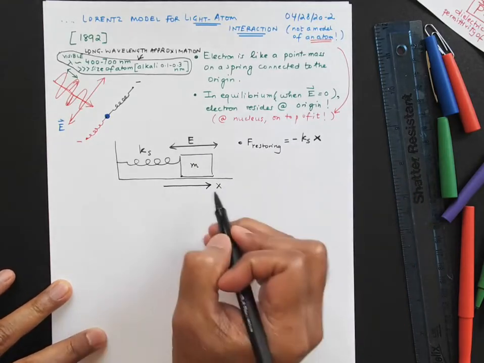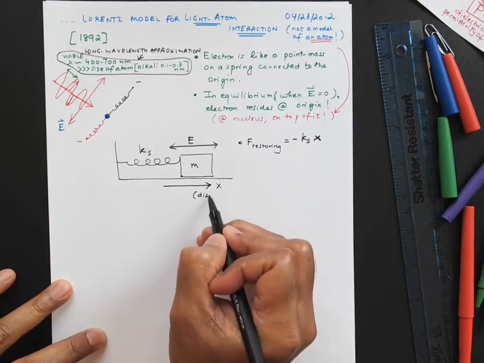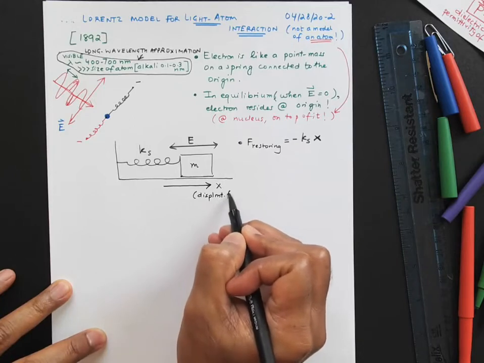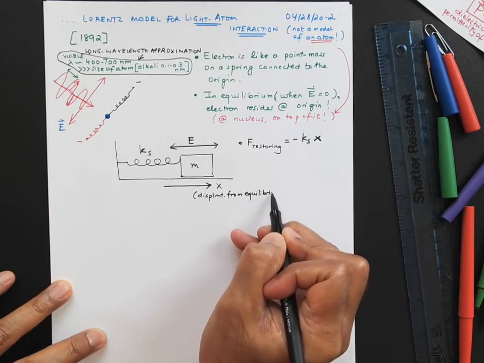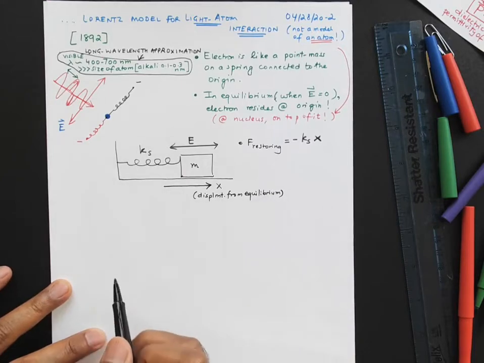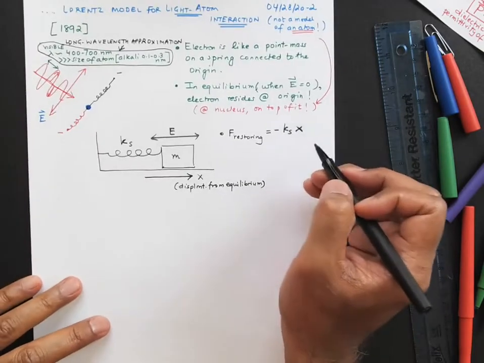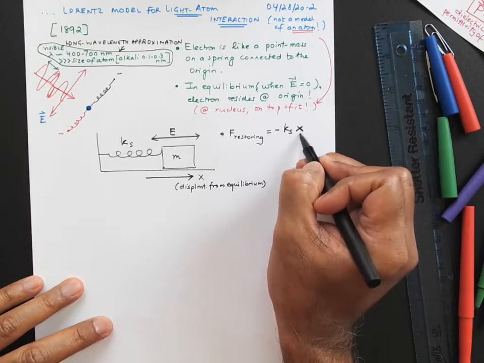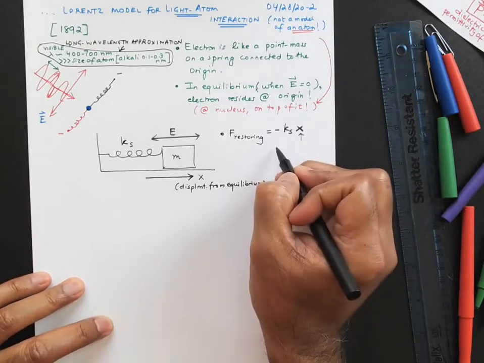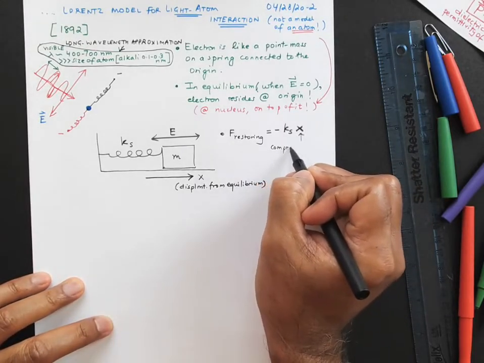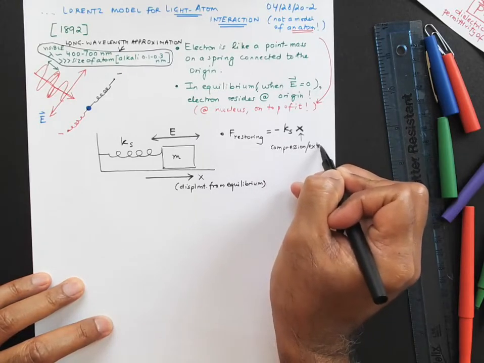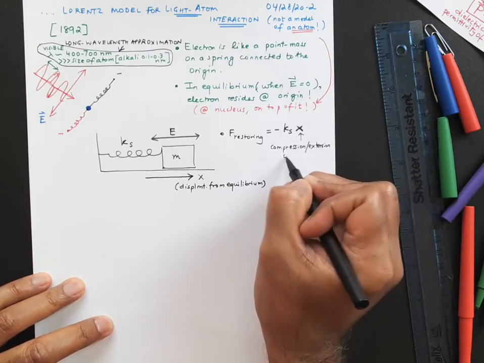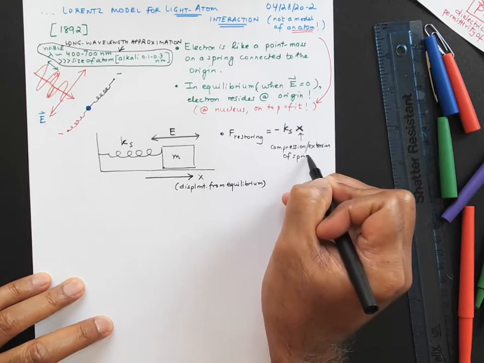Okay, so here x is the displacement from equilibrium. So in fact, what I mean is that this x is the compression or extension of the spring.